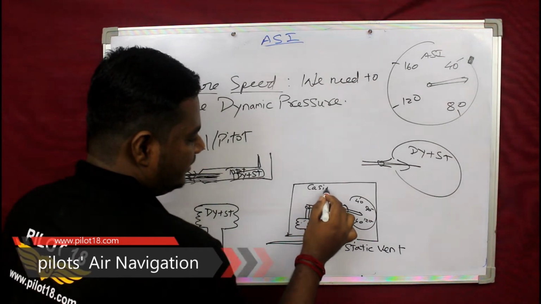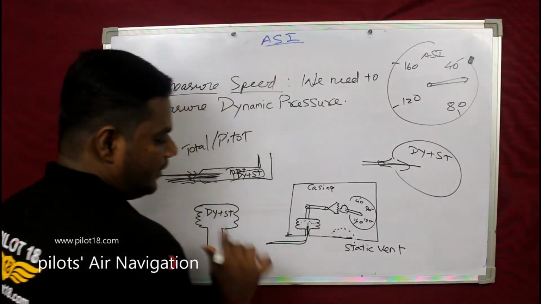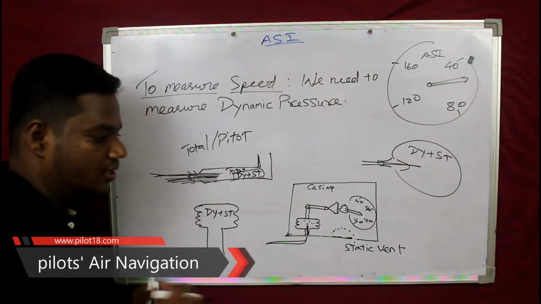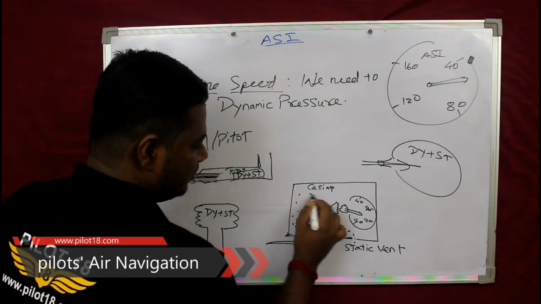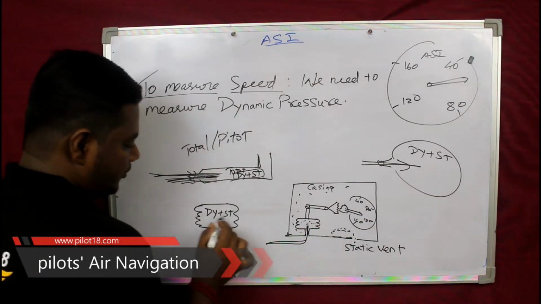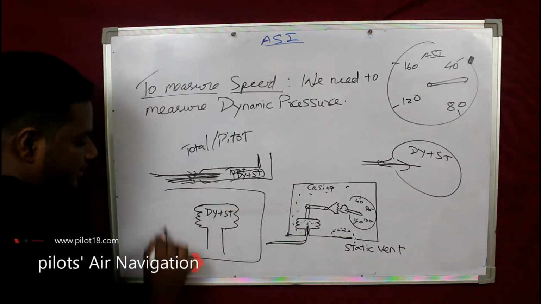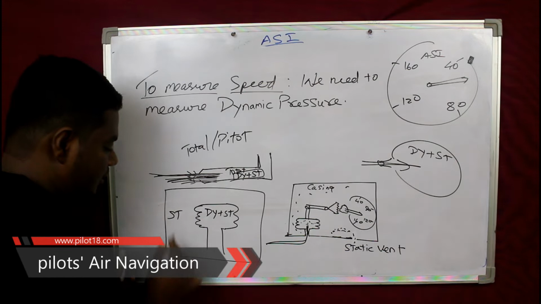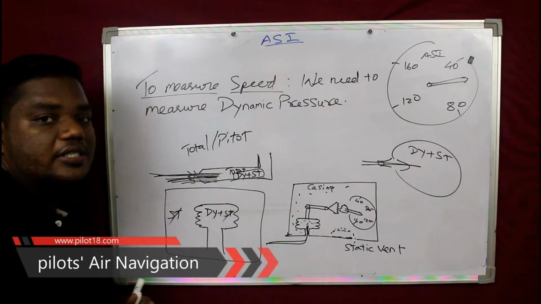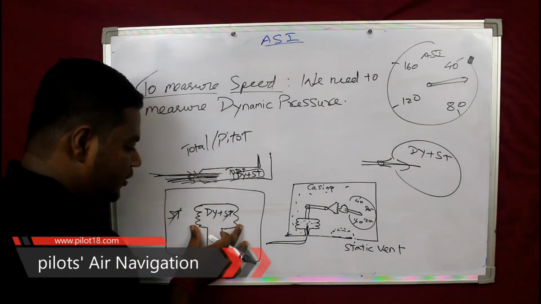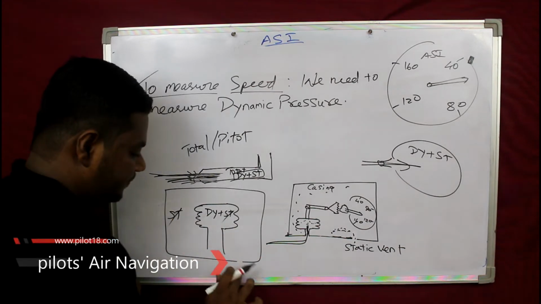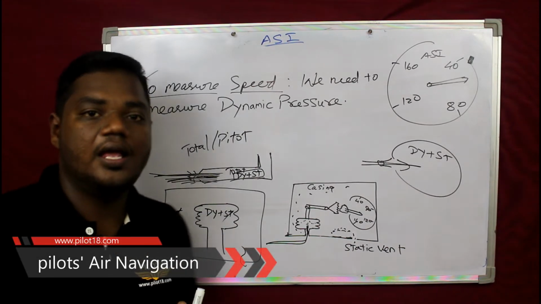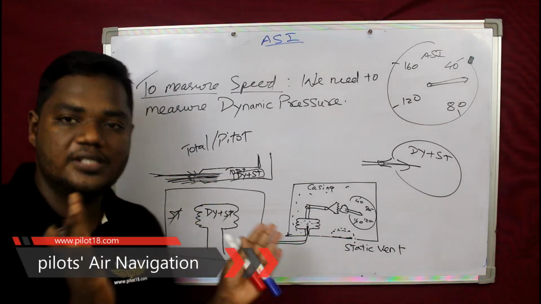This entire area is the casing, and this is the capsule. Now the static pressure is inside the capsule, dynamic plus static, and in the casing static pressure is there. So this static and this static cancel out each other, because the expansion is due to dynamic and static, and here the static comes and tries to compress the capsule.